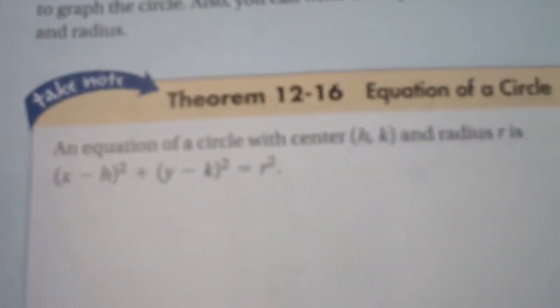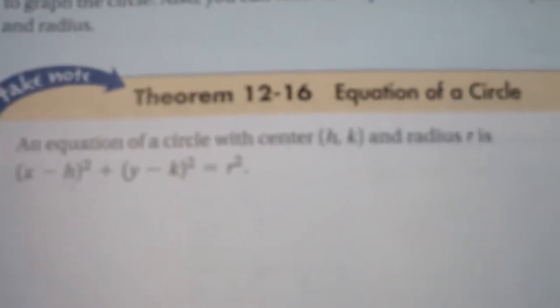All right, this is 12-5, and actually we're going to throw in 12-6 also. So we'll call this a double header lesson, 12-5-6 combo. We're going to start out on page 798, and we're going to have Mary read the theorem from 12-6, or 12-16, while I put it up here.